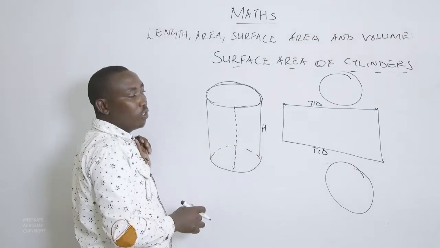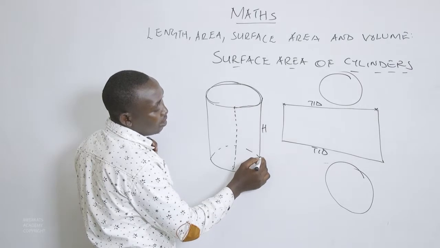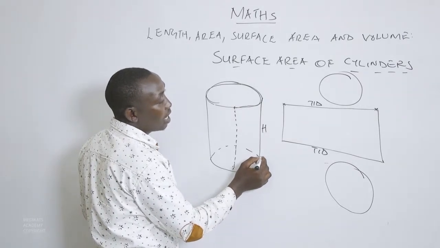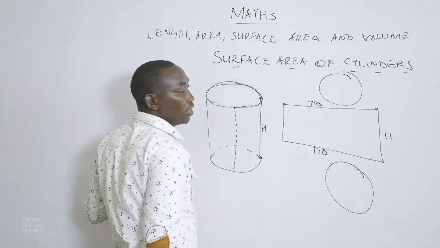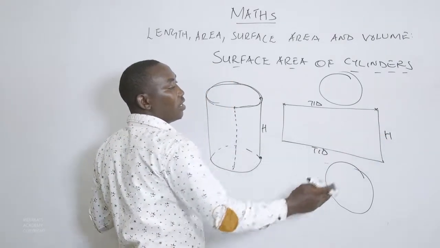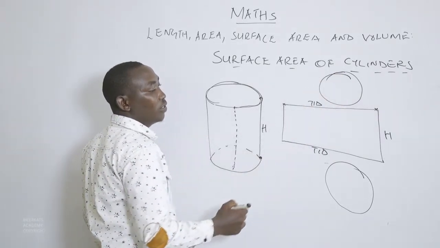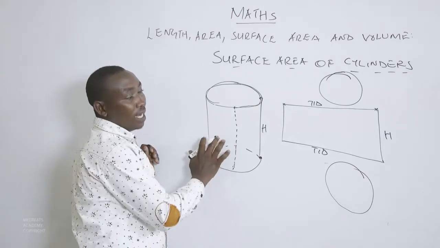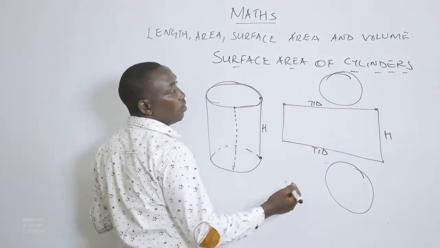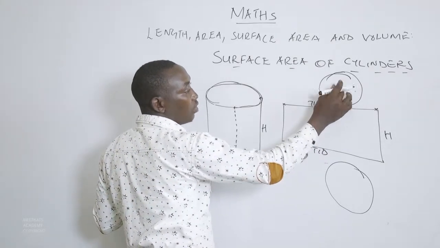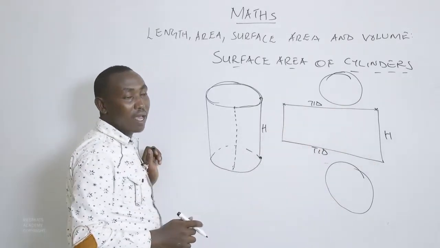Height of this particular cylinder is the perpendicular distance from the lower circle to the upper circle, and it remains the same. So if you want to get the width, that is your height. Then for us to be able to find the total surface area of a cylinder, we need to break it down into this particular net, where we shall look at the areas of the 2 circles, then we add the area of that particular rectangle.